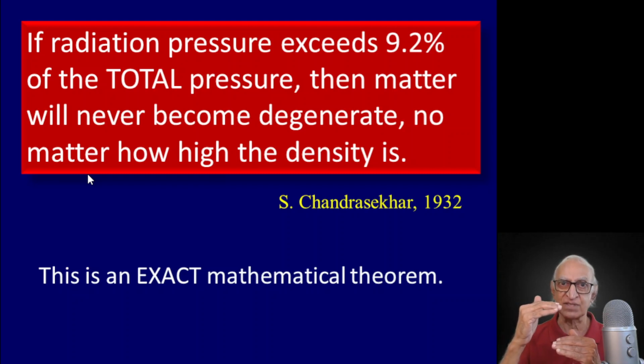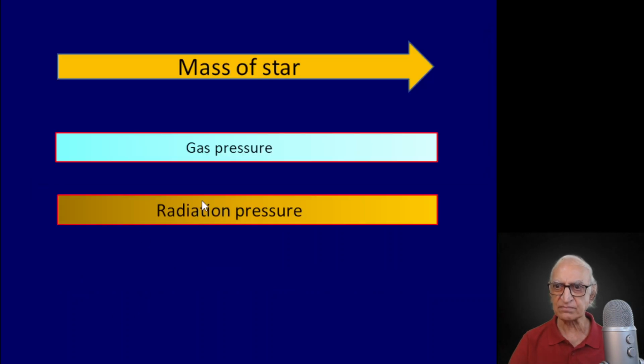This is what we found in the intermediate mass stars. But what Chandrasekhar showed in this paper is that if the radiation pressure exceeds 9.2% of the total pressure, then matter will never become degenerate, no matter how high the density may become. The Fermi energy will never become greater than the thermal energy kT. And I would like to stress that this is an exact mathematical theorem. Now let us say this pictorially.